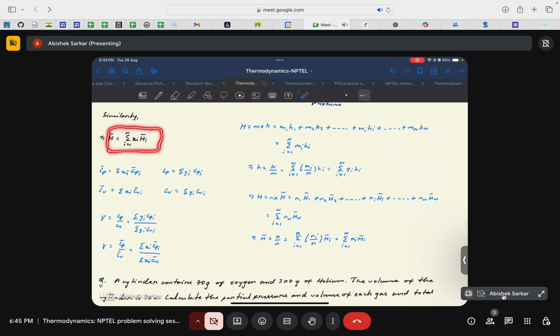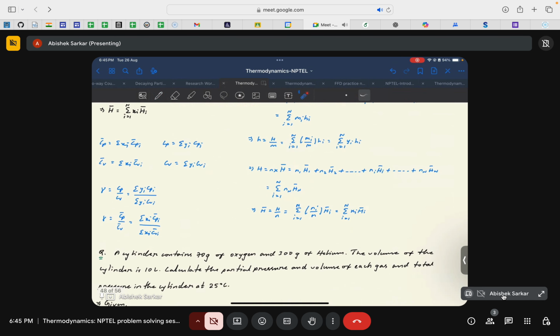Okay, so if you have that in mind, that if you are finding the molar specific enthalpy for a mixture of gases, then you can remember that it has to be xi times hi bar. Okay, not yi, since I am dealing with molar value, so it has to be multiplied with the mole fraction. Okay, so that's something that you can keep in mind for your own benefit.